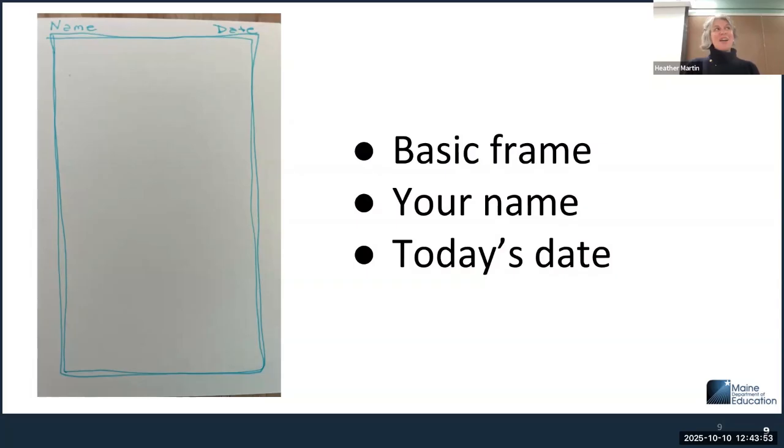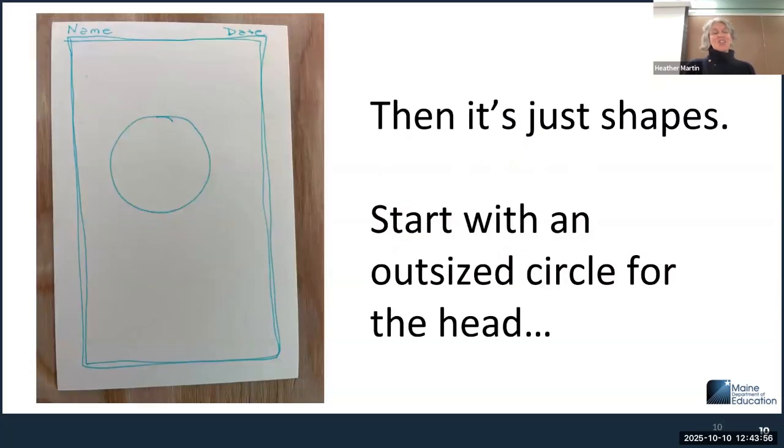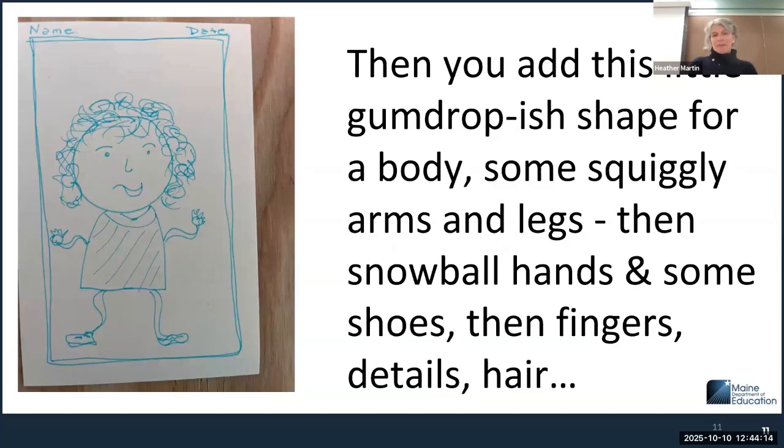All right, so if you've got your frame done, you're gonna just do some really basic shapes next. You start with an outsized circle for the head, just a big old circle. You don't need to worry about facial planes or anything, just a big old circle. And then you add in this little gumdrop-ish shape for the body, some squiggly lines for arms and legs, those little snowball hands, some shoes, fingers, some details to the face, your hair. Give me a thumbs up in the chat when you're ready for the next bit.